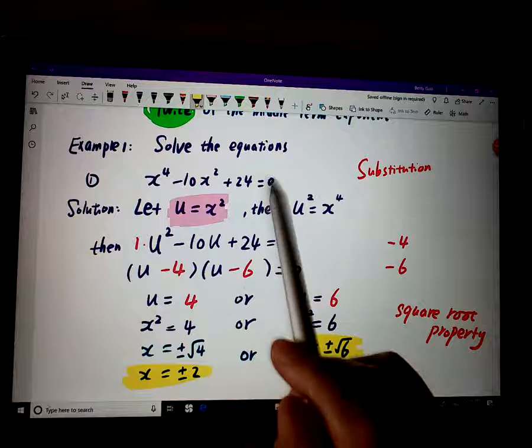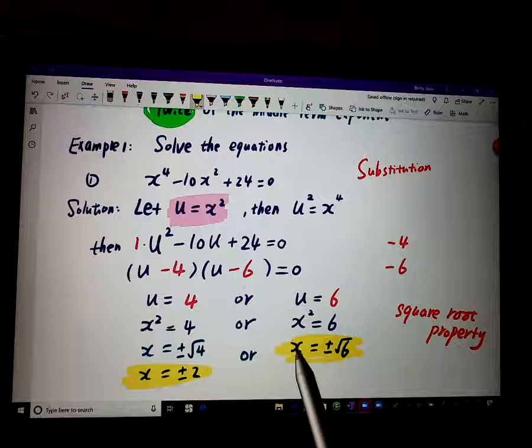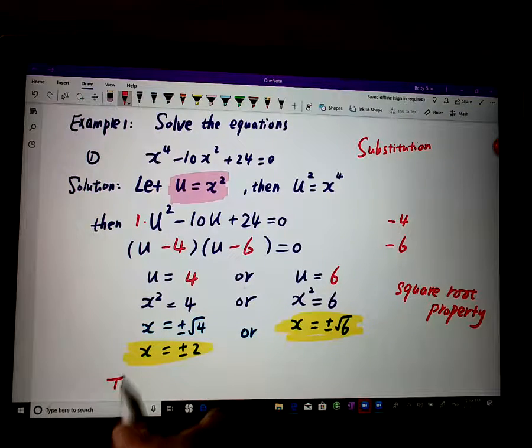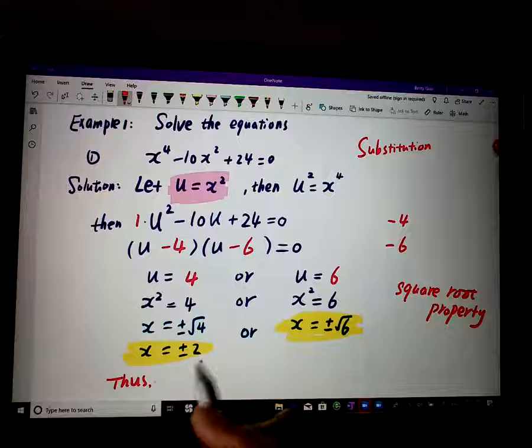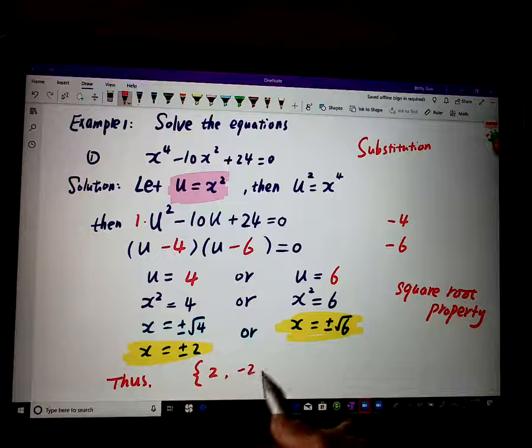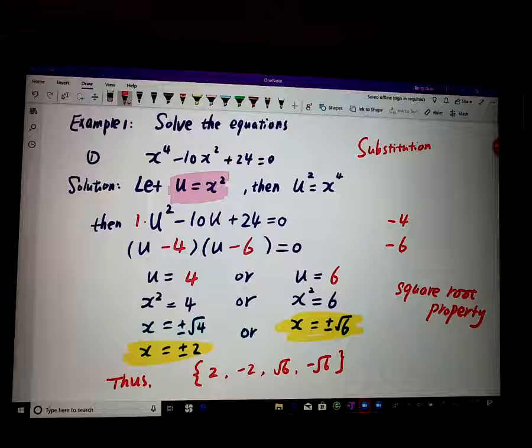In the complex number set, if the polynomial equation has degree 4, then you should have 4 solutions. We did find 4 solutions. So we can make a conclusion now. Thus, the solution set is a set containing 4 solutions: 2, -2, root 6, -root 6. Is that clear? That's how we solve an equation quadratic in form.